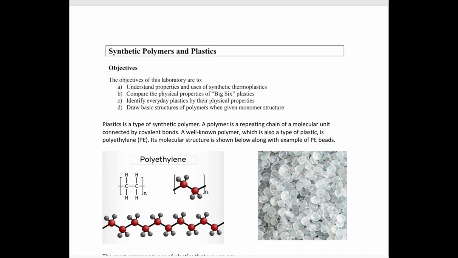Okay, so today I'm going to be talking about an experiment called synthetic polymers and plastics. There are several goals to this: to determine the properties of some common plastics that we use. We also are going to make a polymer using some household chemicals and then test the polymer for its bounciness as well as some of its dimensions.